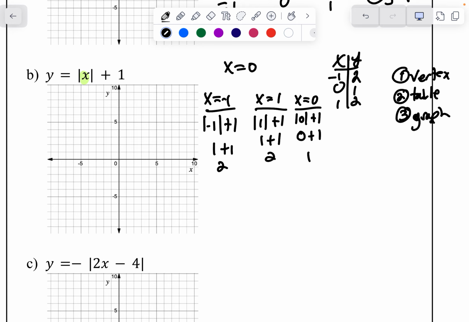And then another check for yourself is when we go to graph, those first 3 points that you plug in should make a V. And then you just have to connect it and make the V's arms go outward. So if I plug in -1 and go up to 2, 0 is at 1, 1 is at 2.